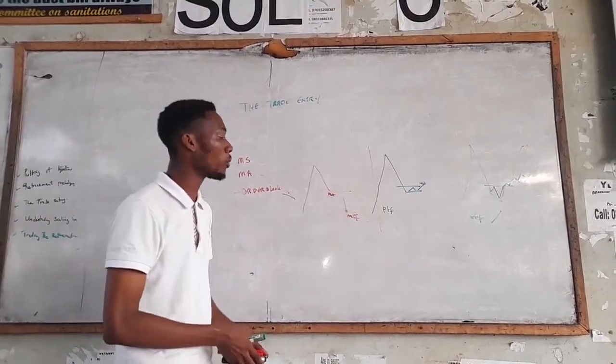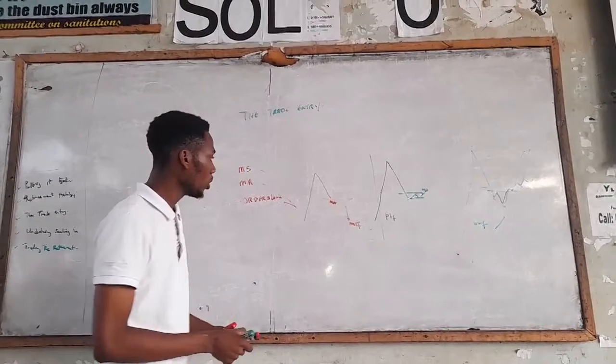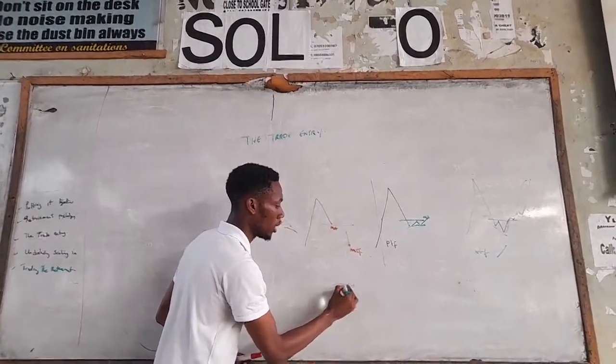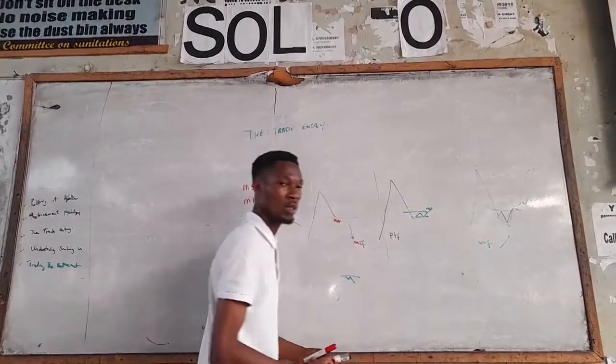The same thing happens for the sell side. For the sell side, we still have what? Just a reversal. This is what will happen. This is always what is going to happen.